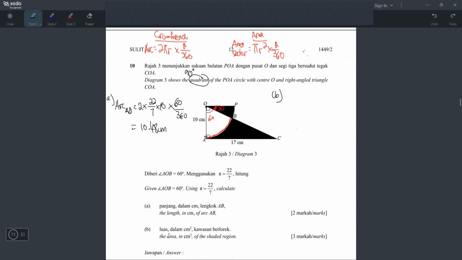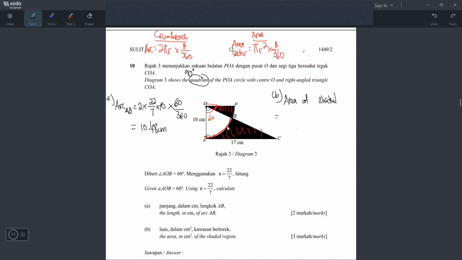Okay, soalan B suruh cari area of shaded region. Okay, how to find area of shaded region? Let's think. Shaded region is here and here, right? Okay, how to find area of this? This is very simple. This is very easy to find. So I can straight away write area of shaded.